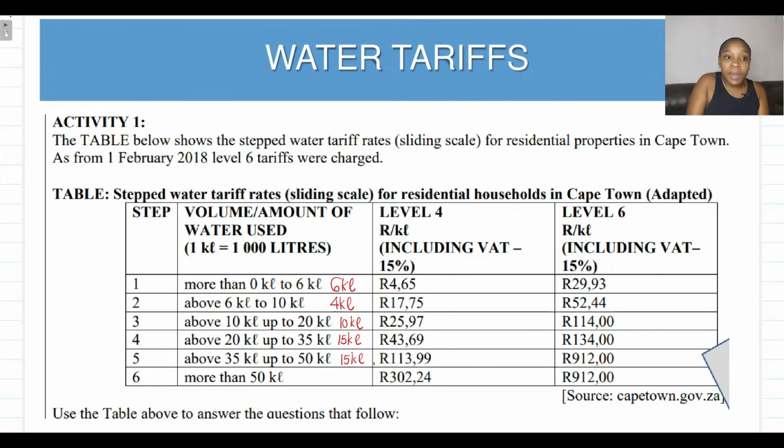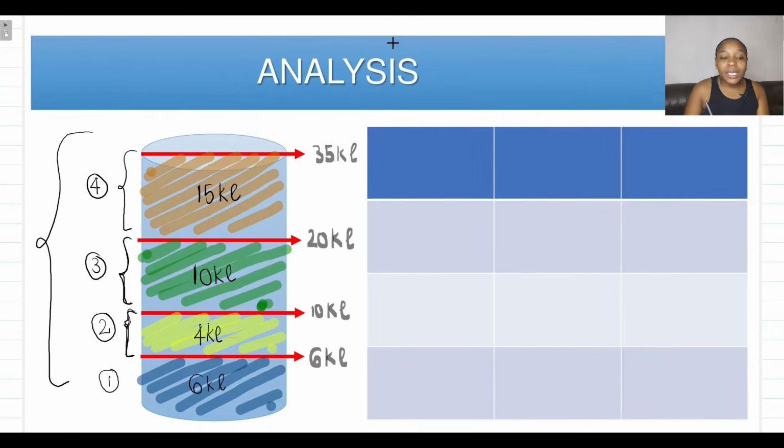Okay, and then I used this water tank example to help you guys understand what is going on. Why are they saying it's 6? Why are they saying it's 4? Why are they saying it's 10 kiloliters of water? And why are they saying it's 15 kiloliters of water in the fourth step?